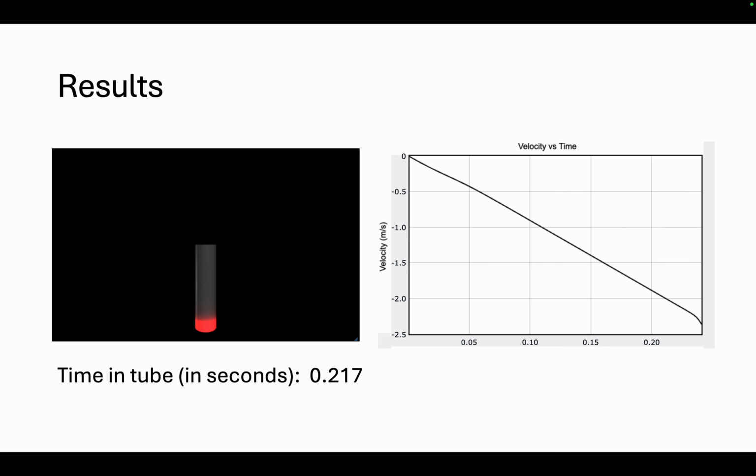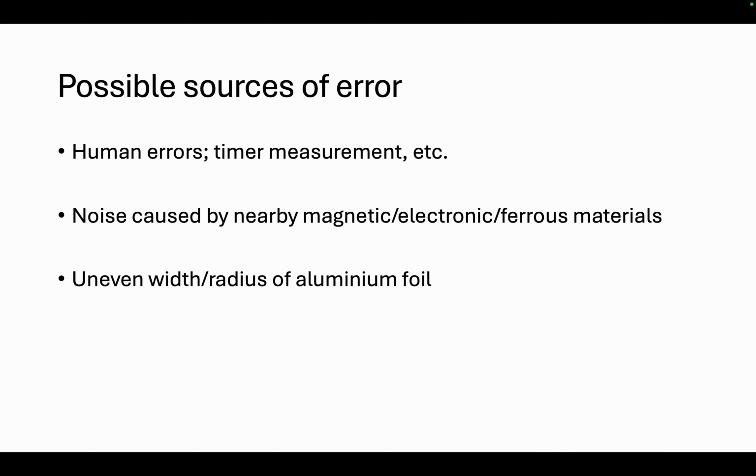As you've seen in the preview, the left image is the computational simulation, and the right image is the graph of the velocity versus time of the magnet falling. And the time in tube in seconds, so the time it took to completely fall, was, as explained, 0.217 seconds. And 0.217 seconds is quite different from the experimental value of 1.246 seconds.